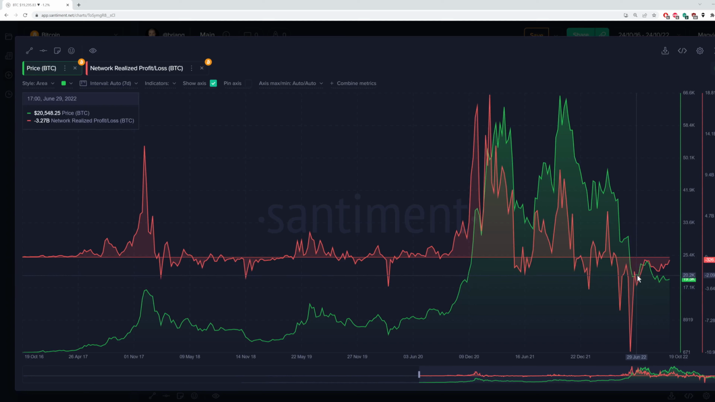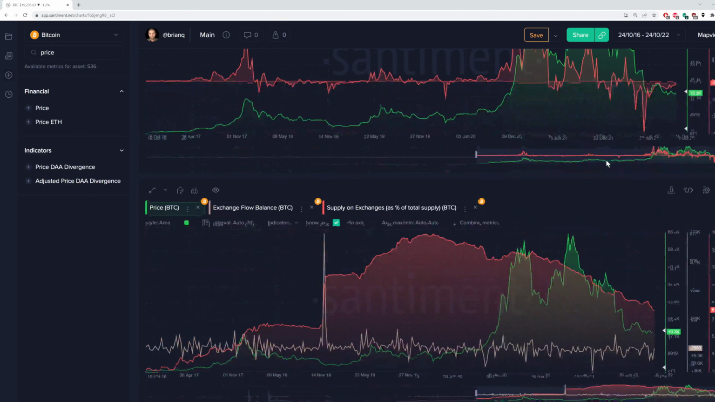It dropped for like, I think a week after before rising. But either way, if you're keeping a close eye on network realized profit loss and you suddenly see a massive spike, that's a good sign that you can jump in while there's a ton of realized losses happening, or you can jump out when there's a ton of realized profits happening. So this one works both ways, and it's very, very helpful.